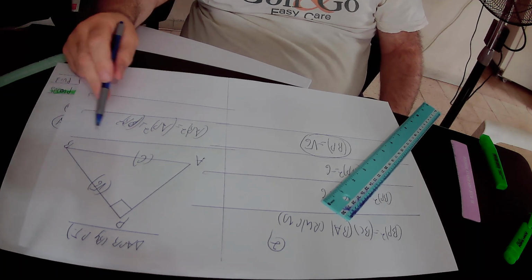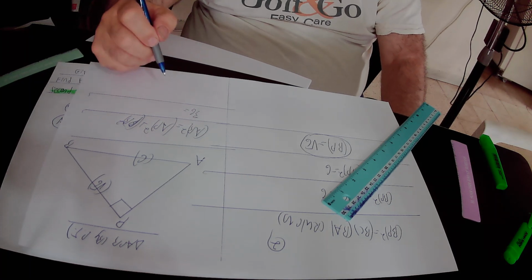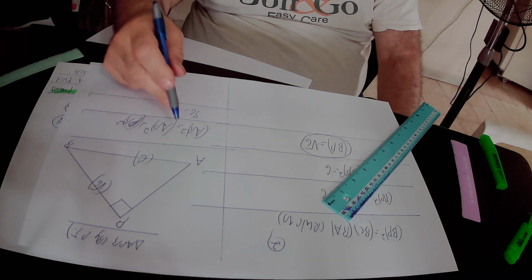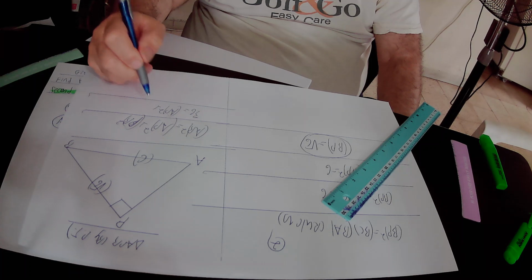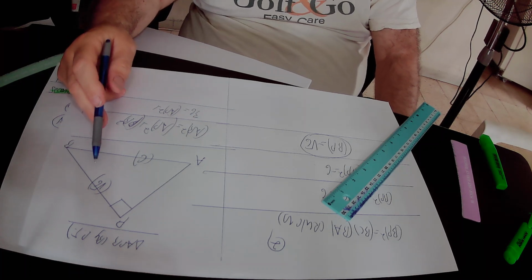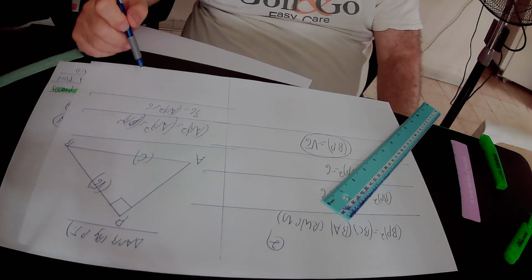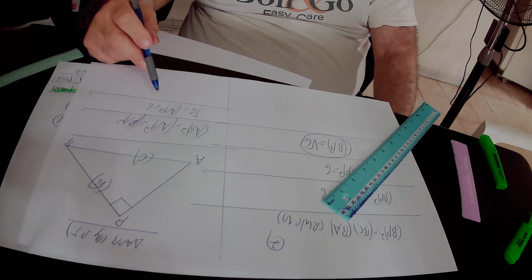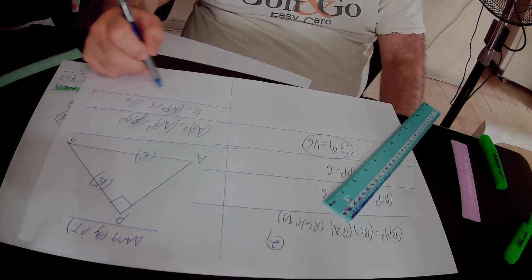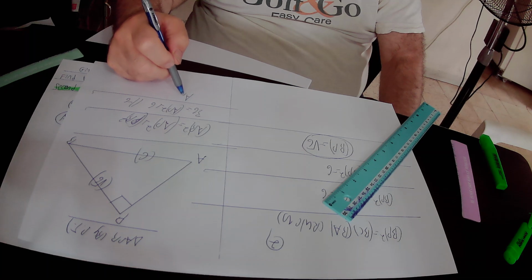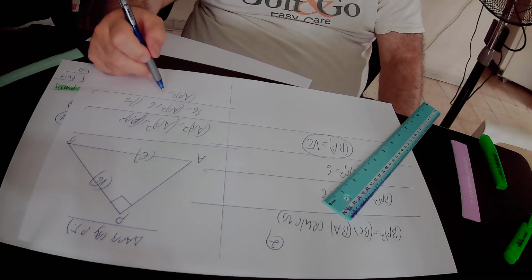AB is 6, therefore AB square is 6 squared, that is 36, and it equals AP square. AP is the missing side, so we leave it as it is. Plus PB square. PB is the square root of 6, therefore PB square is 6. So in conclusion, 36 equals AP square plus 6. We subtract 6, and finally we get that the missing side AP square equals 36 minus 6, which is 30.